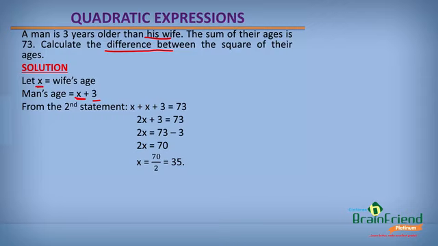We do not know the age of the wife. So to calculate the difference between the square of their ages, we have to first of all find the age of the wife, which we do not know. So the wife's age, let's call it X, while the man's age is X plus 3, since he is 3 years older than her. Now from the second statement, the sum of their ages is 73.